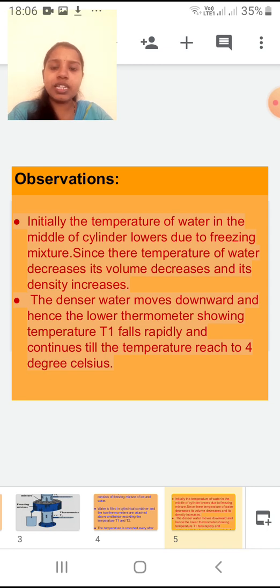As it moves downwards, the lower thermometer, T1, will rapidly fall to 4 degrees Celsius. Once it has fallen to 4 degrees Celsius, it will remain stable there, showing the temperature of 4 degrees Celsius.